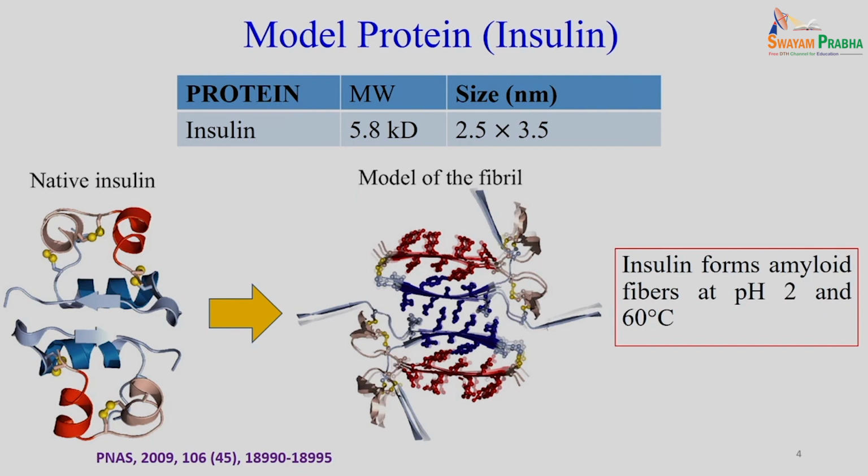So, today we will particularly discuss the aggregation of a model protein, insulin. We have chosen insulin. Insulin is a small protein of 5.8 kilodalton and its size is about 2.5 by 3.5 nanometer. Insulin contains two chains, let us say this is the A chain and this is the B chain. The A chain length is 21 amino acids and the B chain length is 30 amino acids.